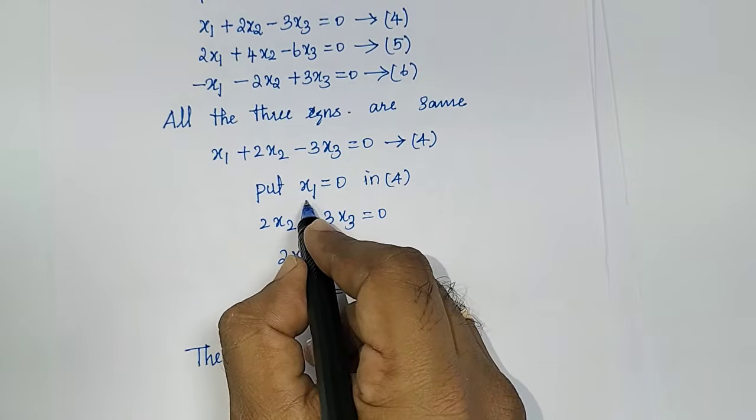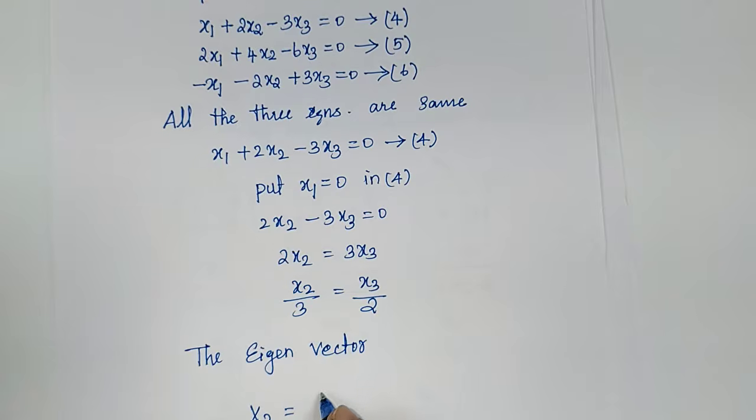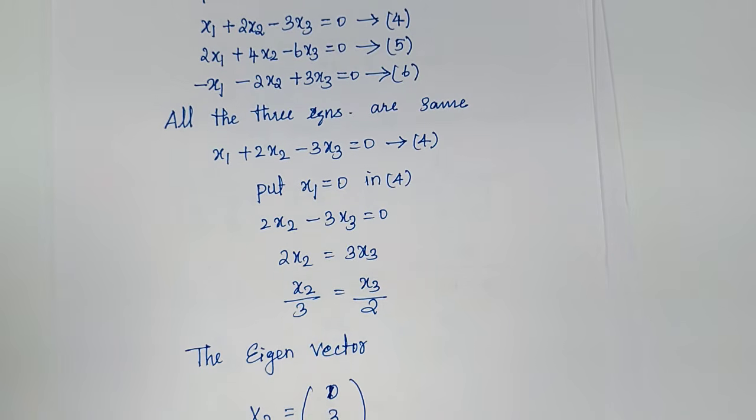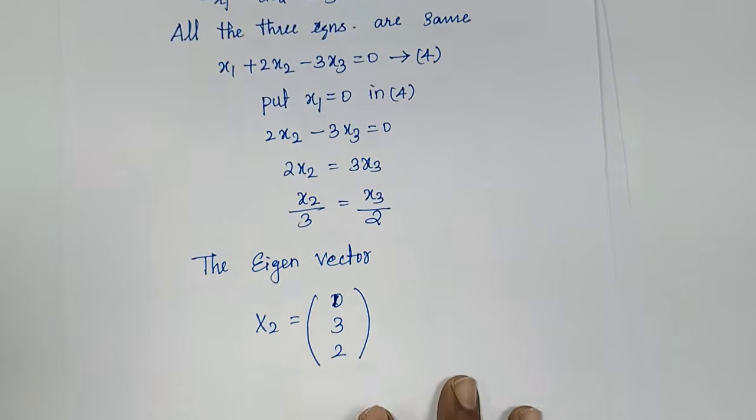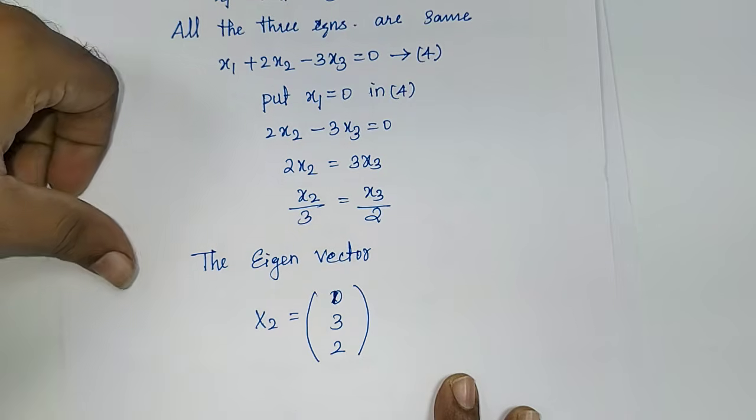Already we know we considered x1 equal to 0, and x2 is 3 and x3 is 2. Use this for the second eigenvector.